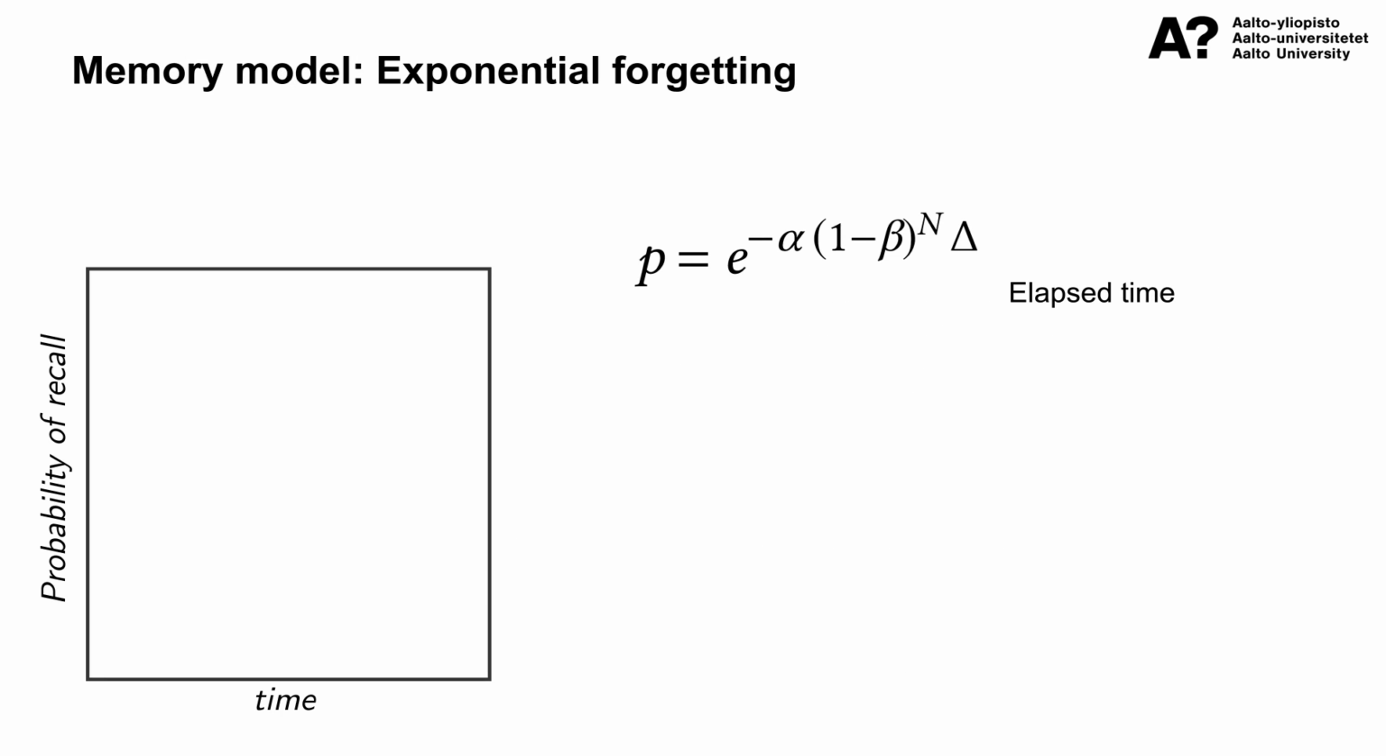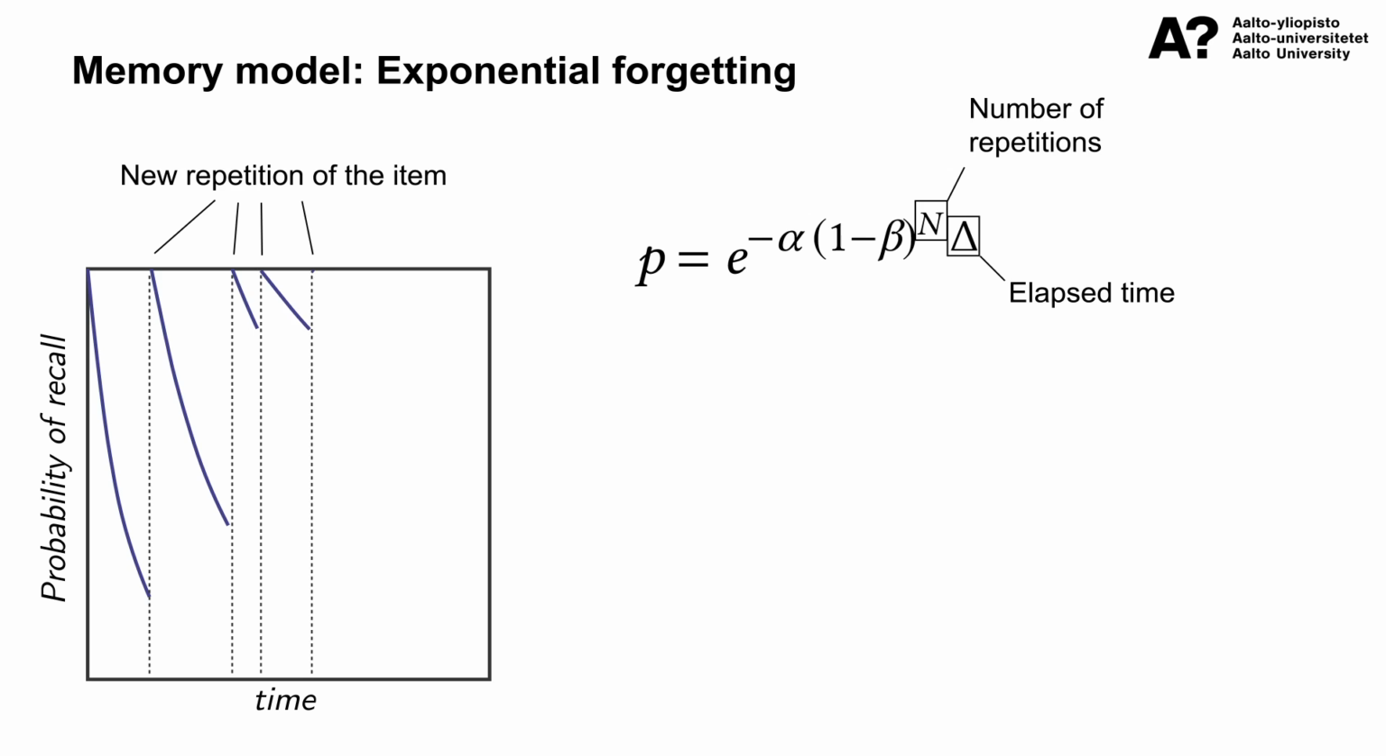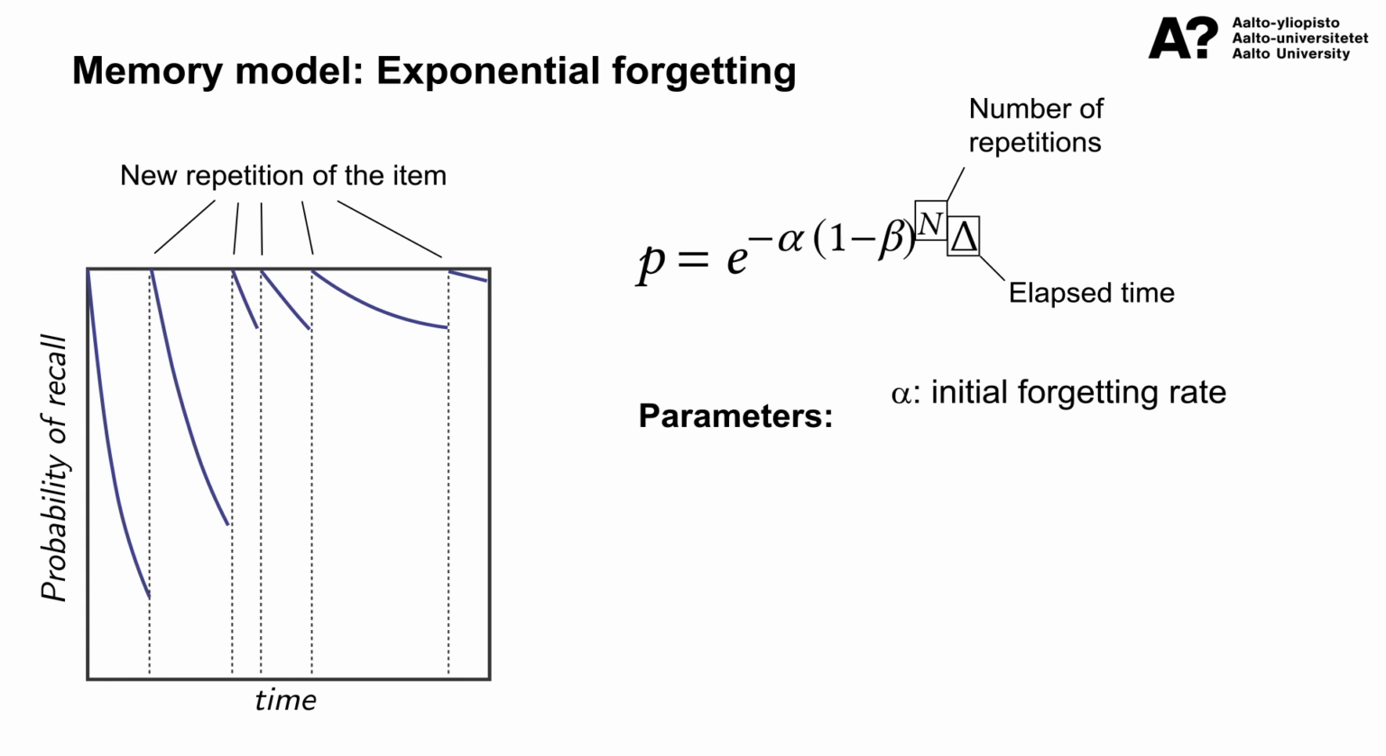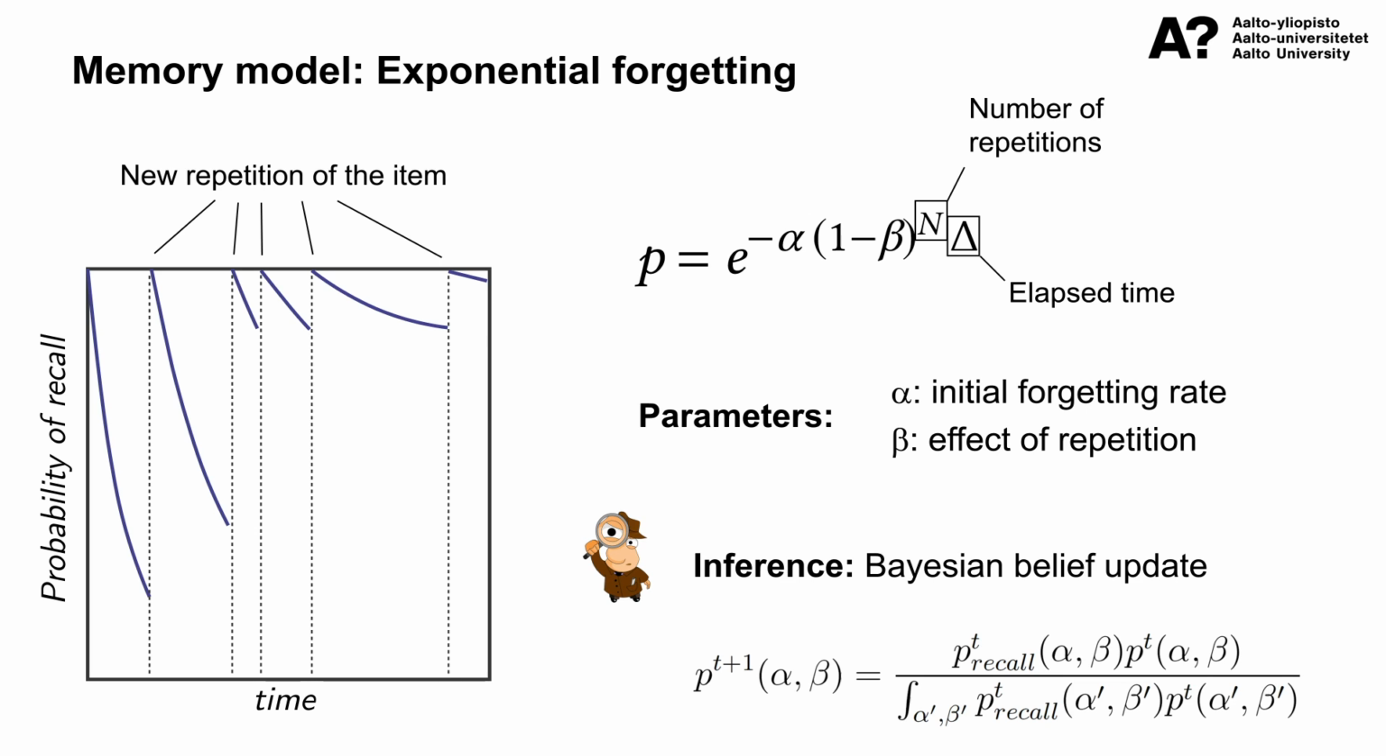For the memory model, we consider a simple exponential model. The probability of recalling an item decreases exponentially over time. The decay depends on the number of repetitions of this item. The more the item has been seen by the learner, the slower the probability decreases. This model depends on two parameters: the initial forgetting rate and the effect of repetition. These parameters are inferred by the psychologist based on a Bayesian belief update.